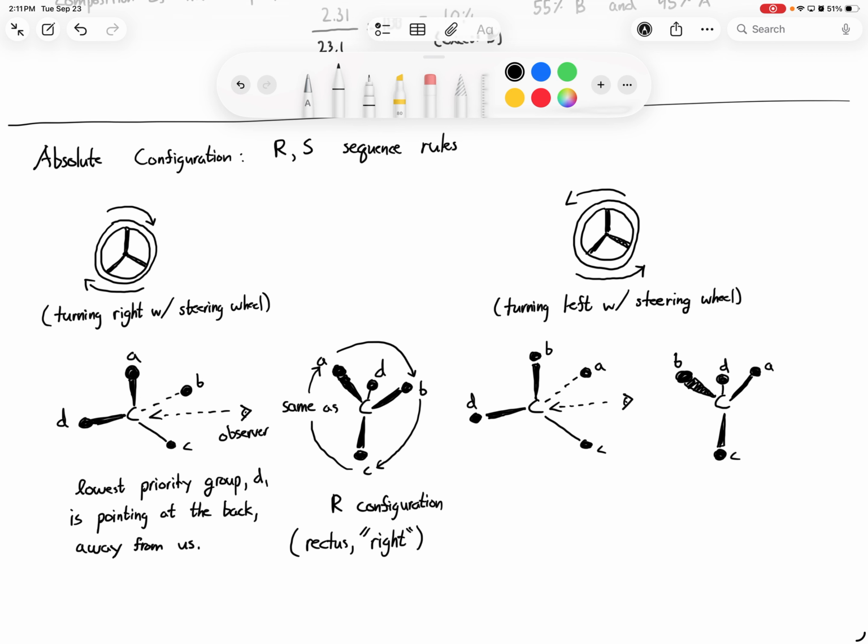Okay. So remember, now we go from the A to B, right? A to B to C direction. All right. So is this a right-hand turn or a left-hand turn? Counterclockwise or clockwise? Counterclockwise. So this is the S configuration.